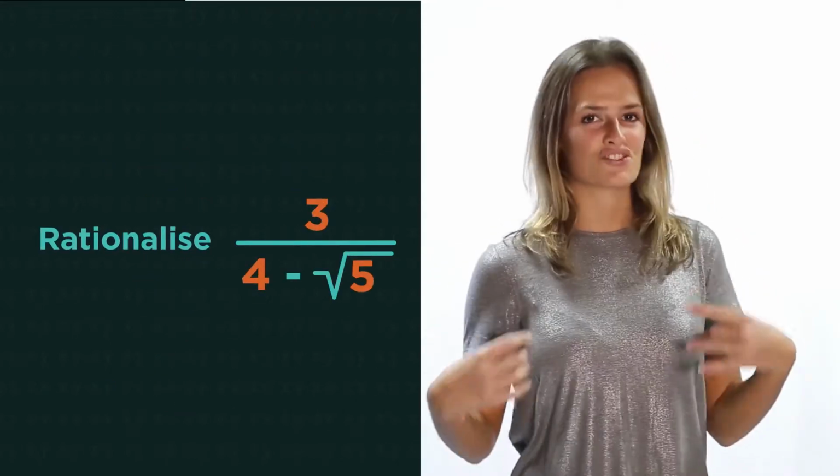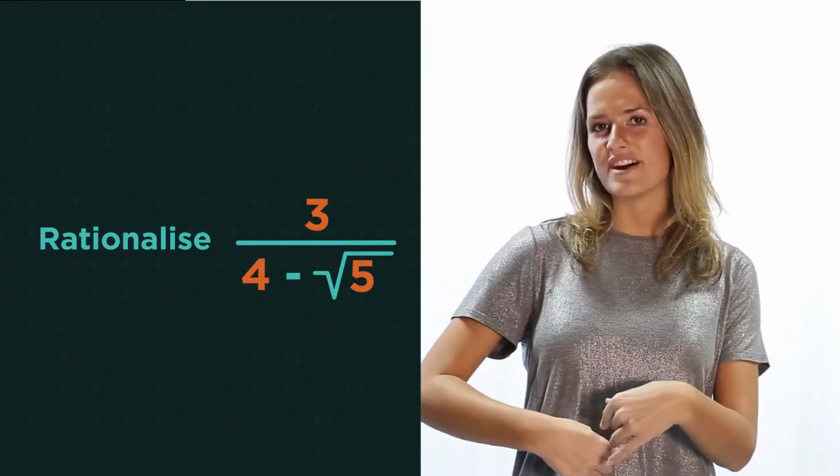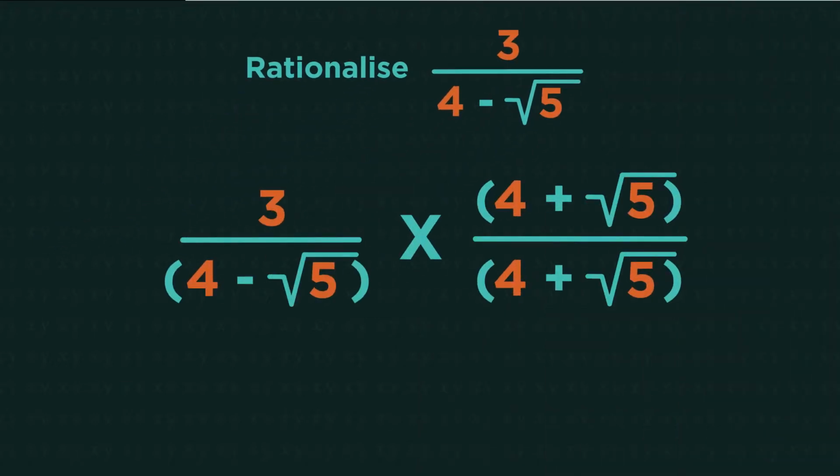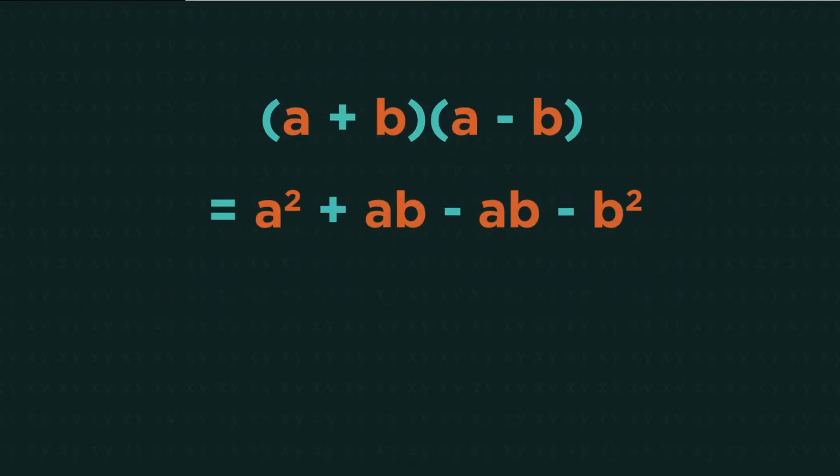So let's have a look at a trickier example. I'll do the first bit for you to get you started. We need to multiply by the whole of the denominator, but change the sign. So think of expanding brackets and the difference of 2 squares.